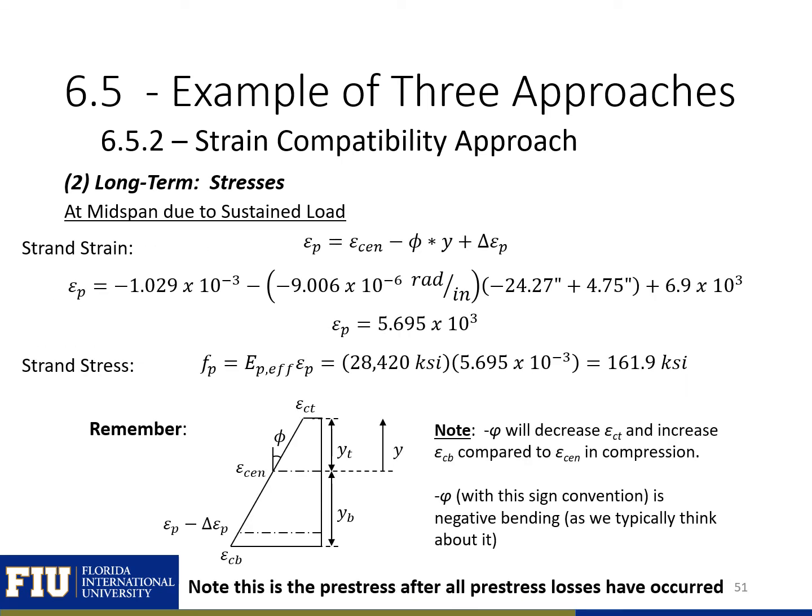We can do the same thing with our pre-stressing strands to calculate the strain in the pre-stressing, making sure we include that locked-in strain differential, and then take this strain times the effective modulus for our pre-stressing, which takes into account strand relaxation, which will give us the stress in the strand of 161.9 KSI.